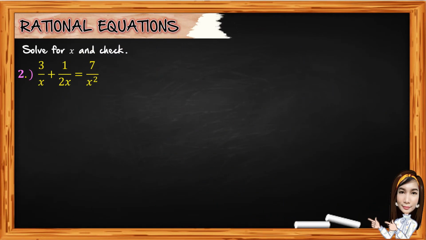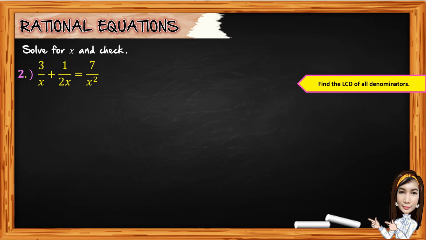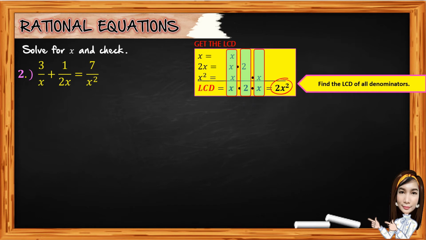For number 2, we have 3 over x plus 1 over 2x is equal to 7 over x squared. First, we're going to find the LCD of all denominators. And the denominators there are x, 2x, and x squared.